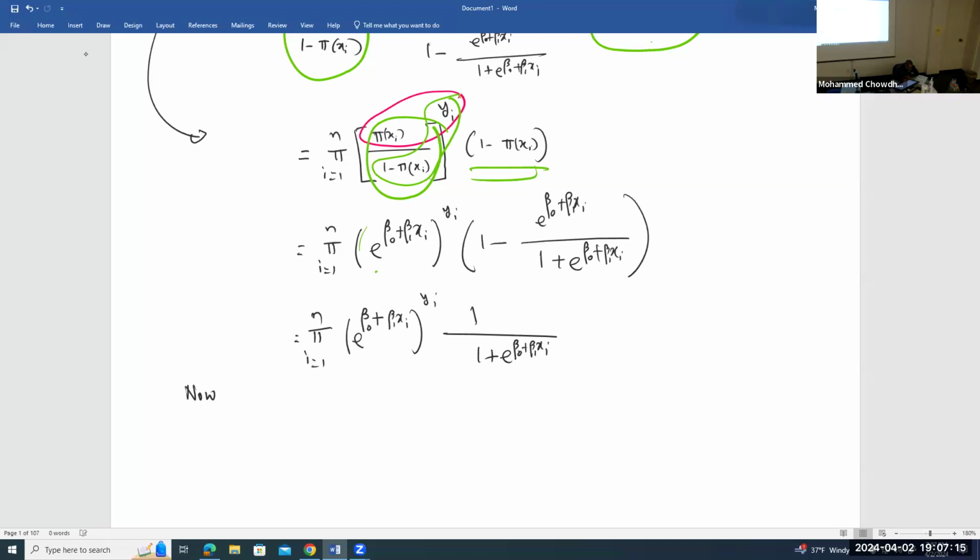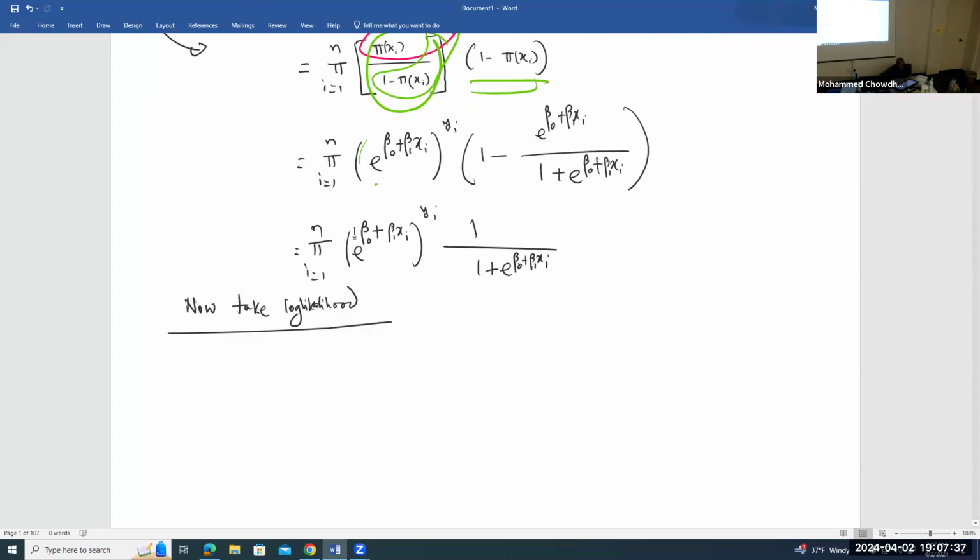Now take the log. Now take the log likelihood. So previously it was the likelihood, now the log likelihood. So the log likelihood equal to what? Beta 0, beta 1. If I take the log in there, what do I have? Log makes multiplication into addition, right? So log of AB is written as log of A plus log of B, right? So the product has become a sum.